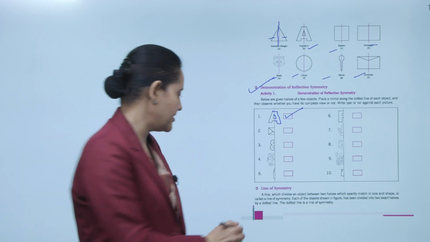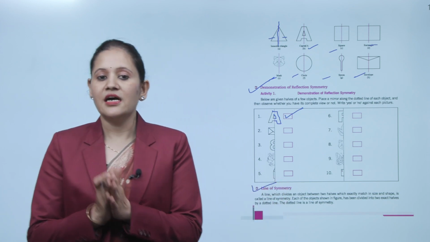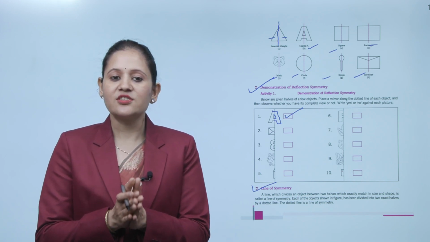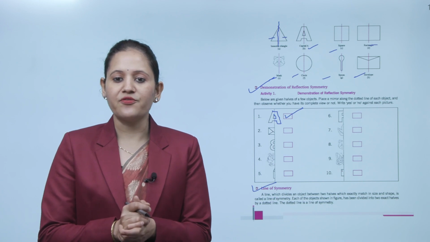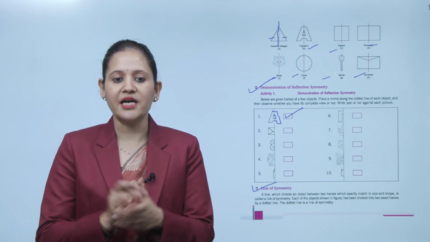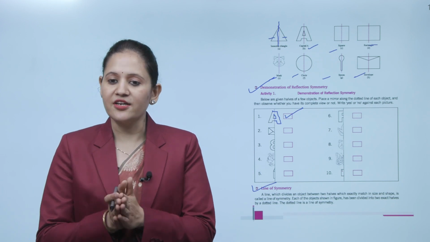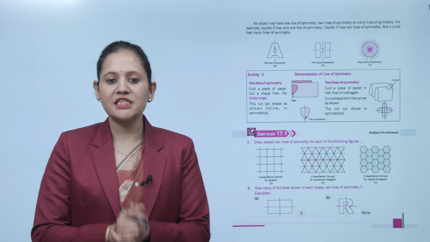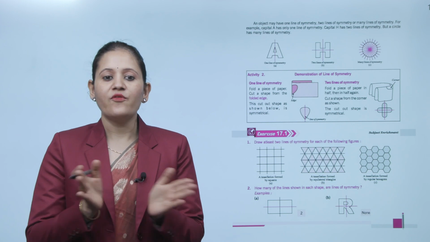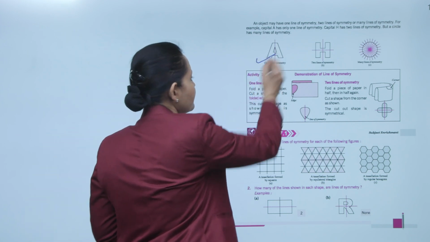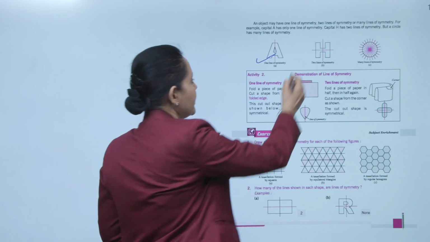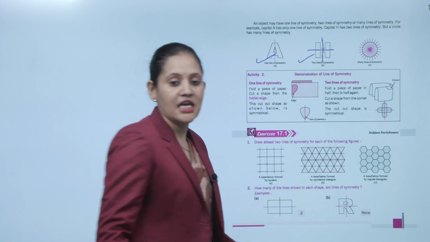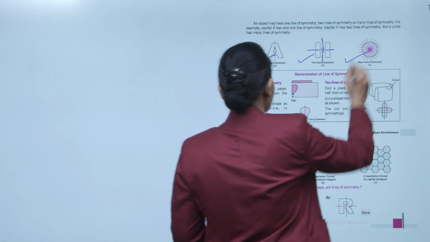Next is line of symmetry. A line which divides the object into two halves which exactly match in size and shape is called the line of symmetry. Each of the objects shown in the figure has been divided into two exact halves by a dotted line. The dotted line is called the line of symmetry. An object may have one line of symmetry, two lines of symmetry or many lines of symmetry. For example, the capital letter A has one line of symmetry. Next, H has two lines of symmetry, vertical and horizontal. In a circle, there are many lines of symmetry.